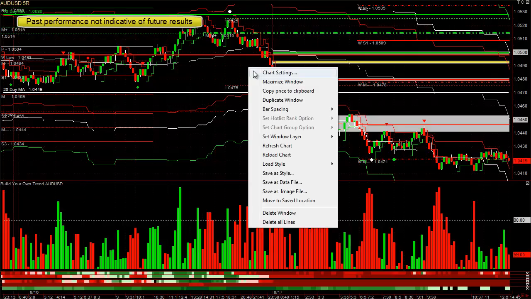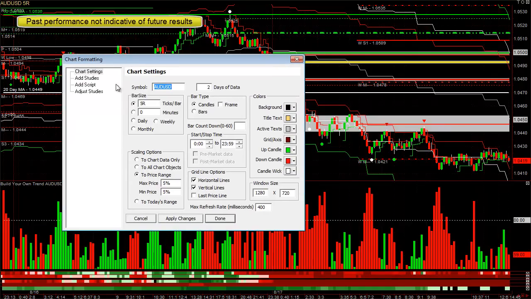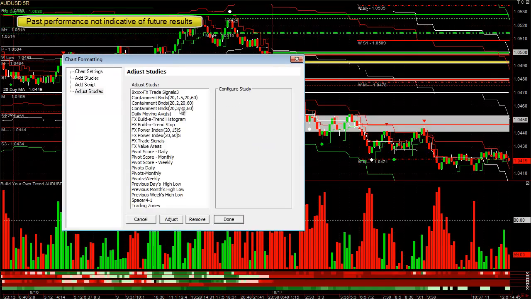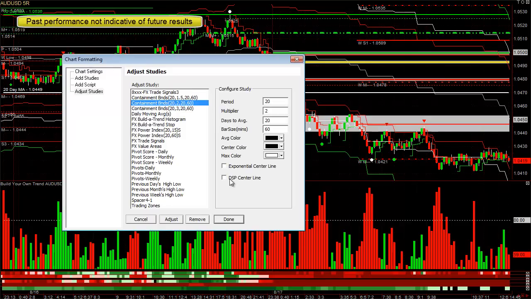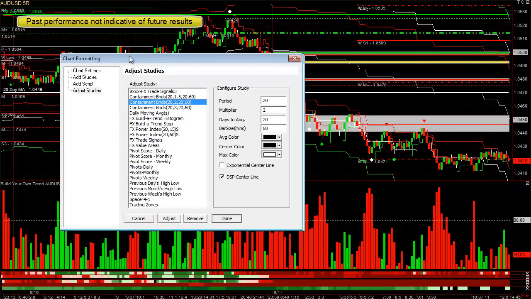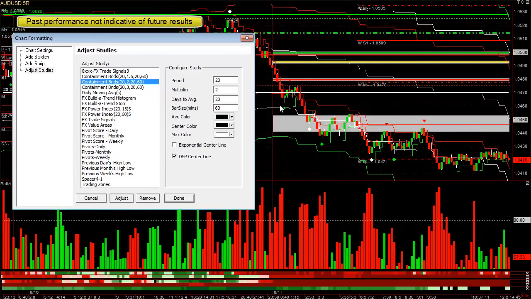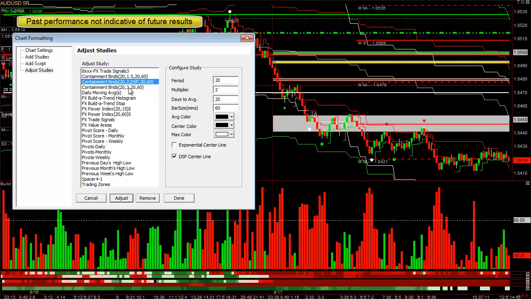This is a workspace that I haven't updated for a while. We have new tools that are faster. One of those new tools is the digital signal processing based containment band. So you'll see once I put this on there that the white band will go down further because it's much faster with the current trend. And the red one I will do as well.